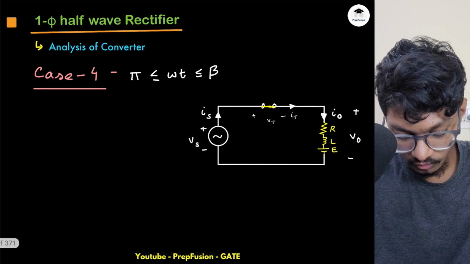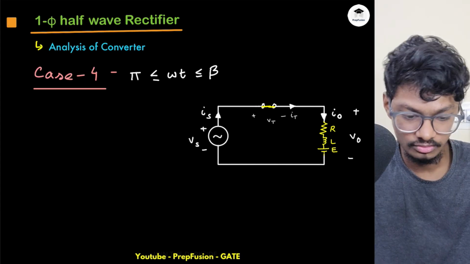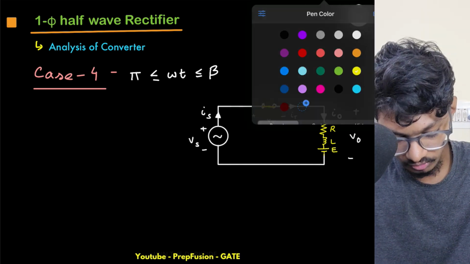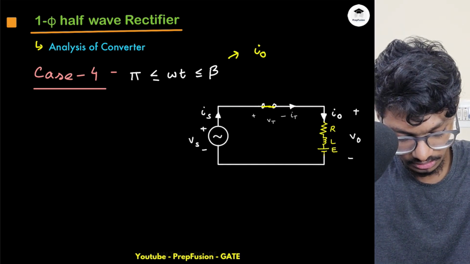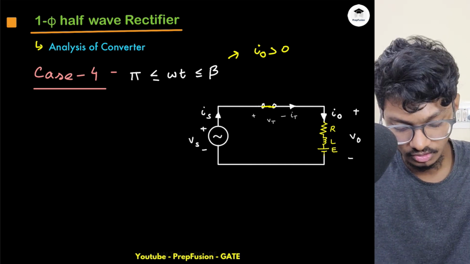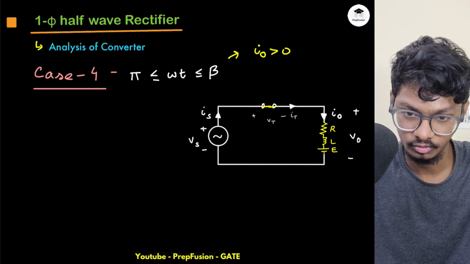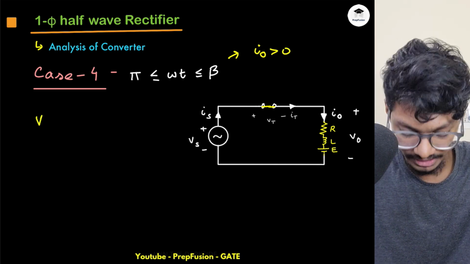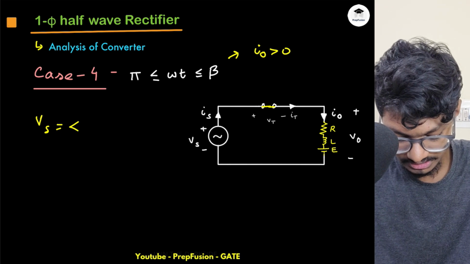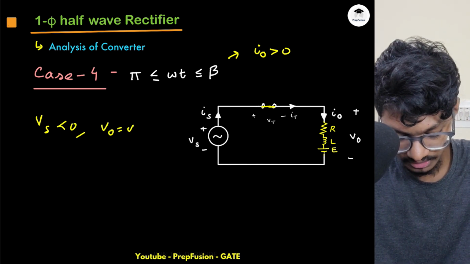So in case 4, what is happening? Case 4, right? The inductor will not try to change its state, so the current will still be some positive value. I will take this example, the current hasn't reduced to 0. If the current is some positive value, and after pi my Vs is less than 0, because Vs is reducing, and my Vo is equal to Vs.